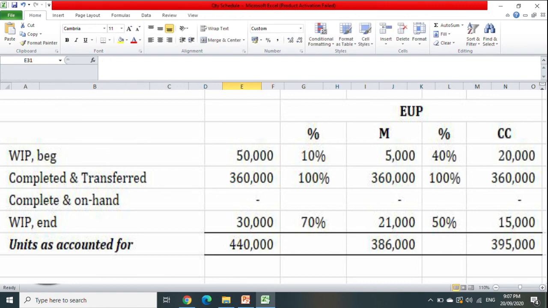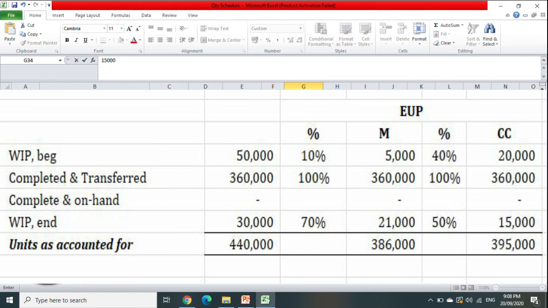So you multiply 10% times 50,000, you get 5,000. For conversion cost, that's 40% times 50,000, so we get 20,000. Now for completed and transferred, still 100%, so that's 360,000, both for materials and conversion cost. Then our completed and on hand is still 0. Now for our WIP ending, we follow the given percentage, so that's 70% times 30,000, we get 21,000 units. For conversion cost, that's 50%. The 30,000 times 50% is 15,000 units.